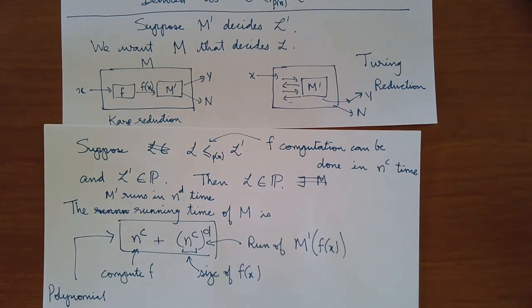Does this make sense? This is still polynomial in n. Questions about that?